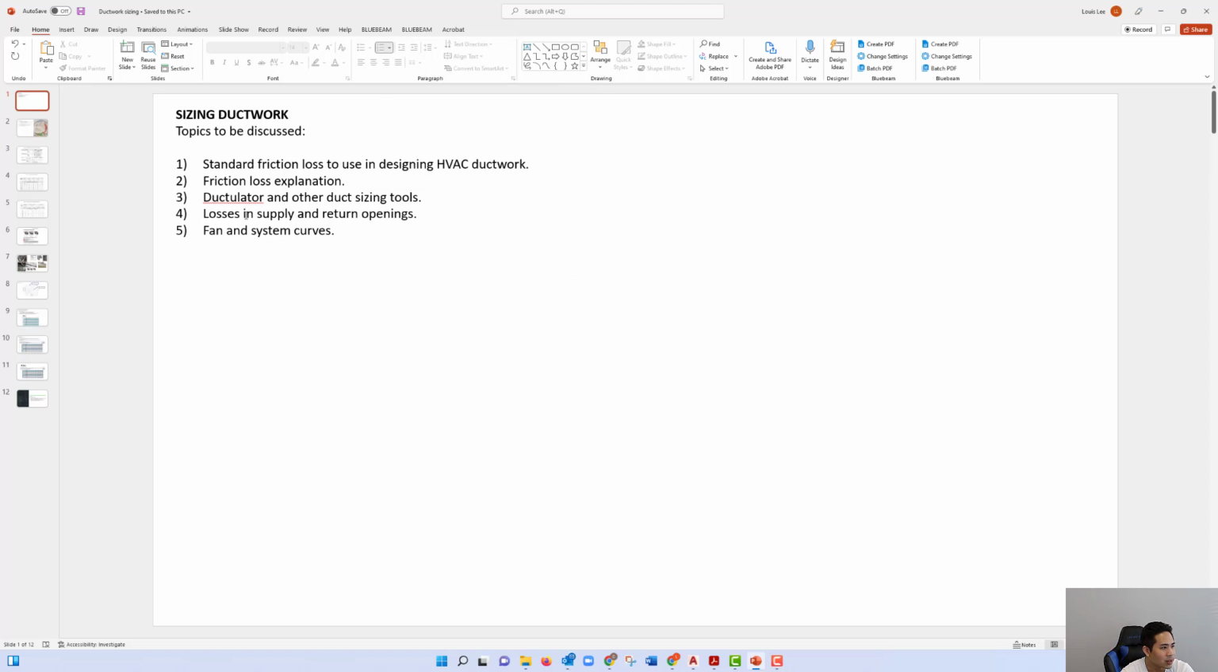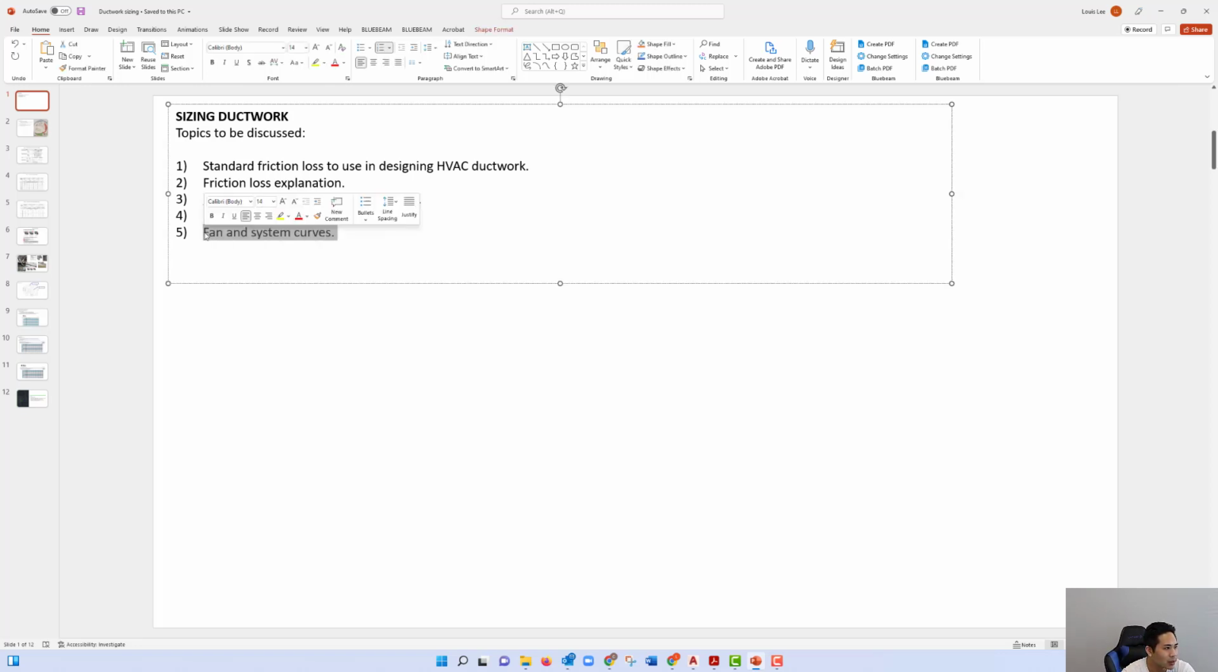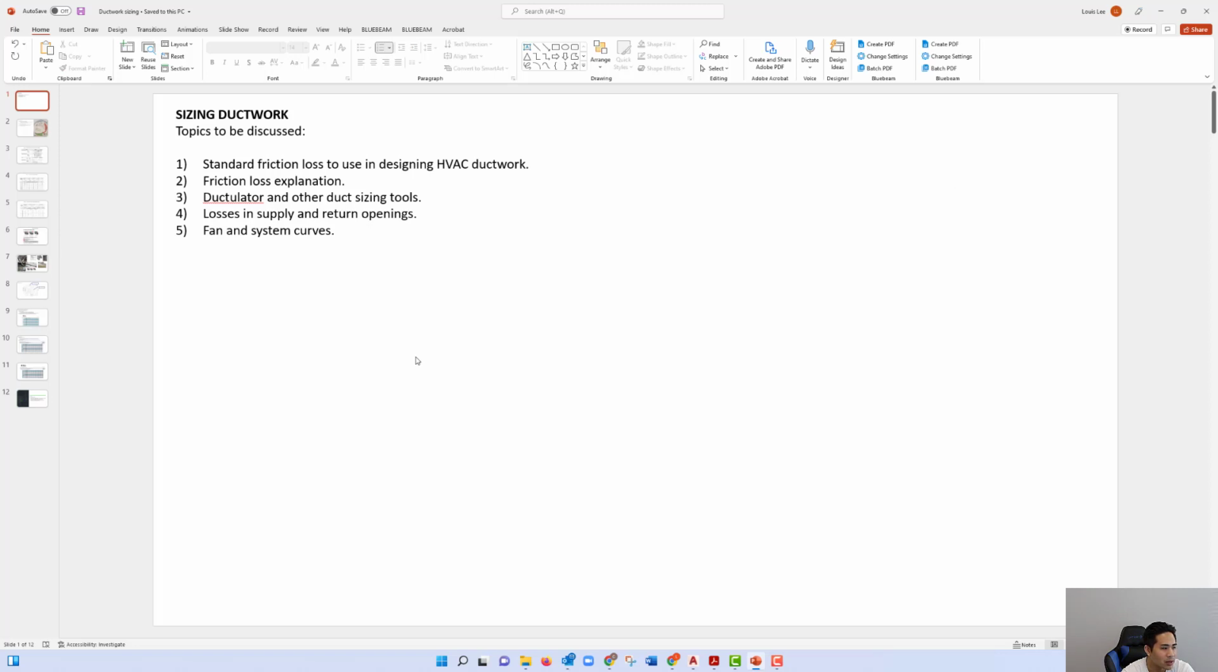The losses in the supply and return openings should also be considered when trying to determine the full pressure loss in the HVAC system. And then we're going to talk about the fan and system curves, which will put together the system losses and the fan losses to see basically where the equilibrium point is, and that is the operating point of the system. And we're going to go over this in this video.